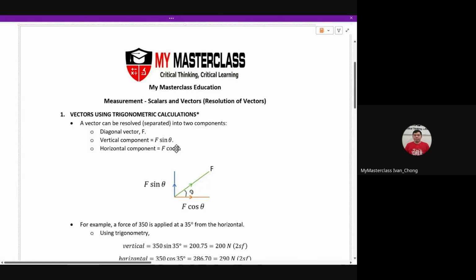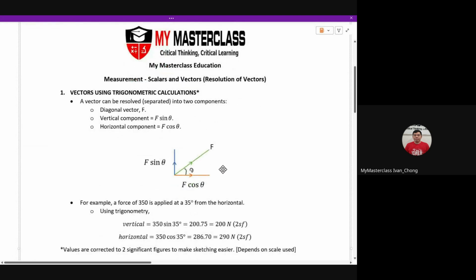Now, for some schools, they actually learn what we call resolution of vectors. So basically, this is the calculation portion of your vectors. Instead of using a scaled diagram or drawing to identify and estimate the resultant vector, we're actually going to use trigonometry, our trigo, to solve for your resultant vector. So before we go there, let's ask ourselves first.